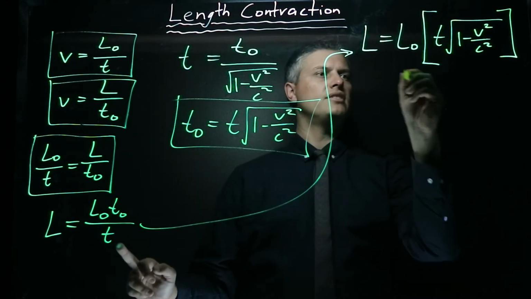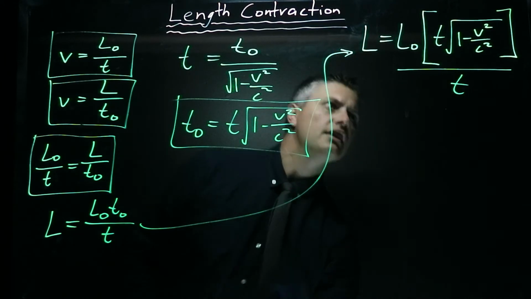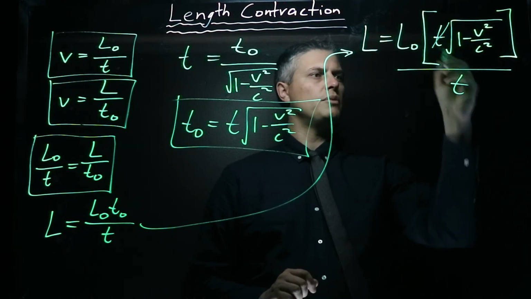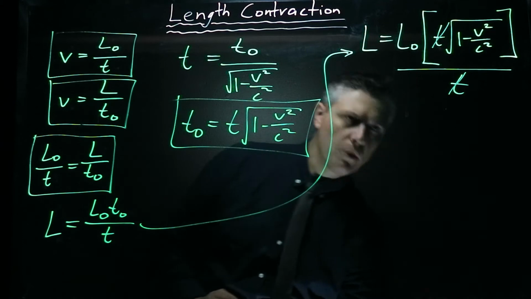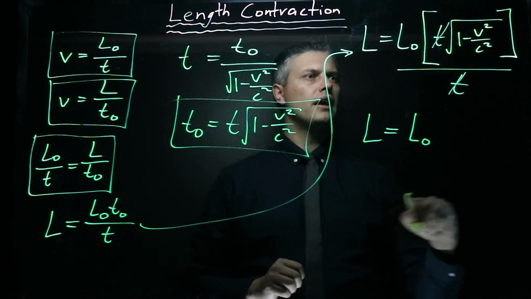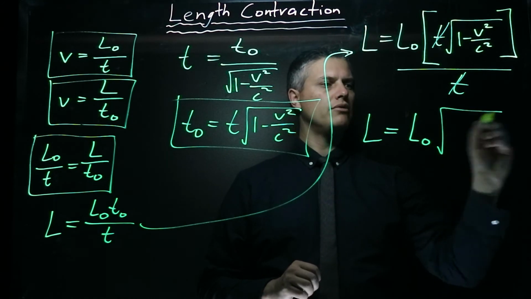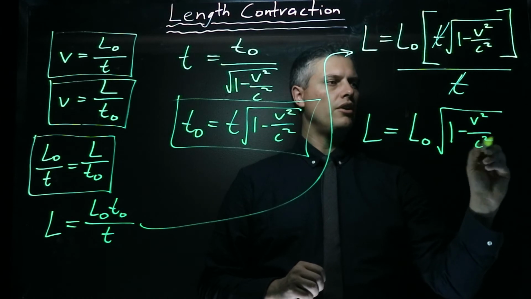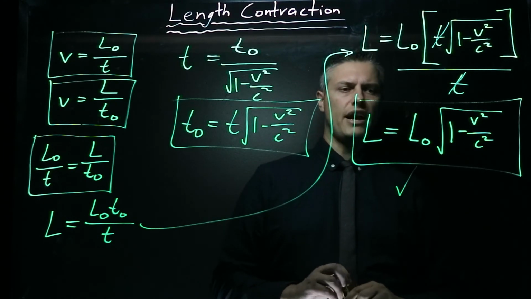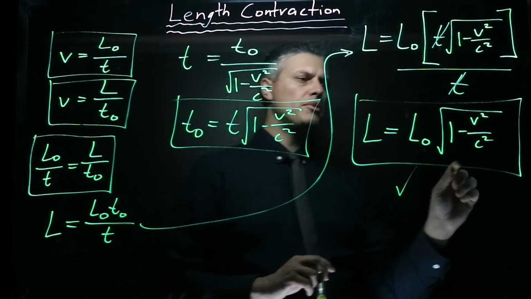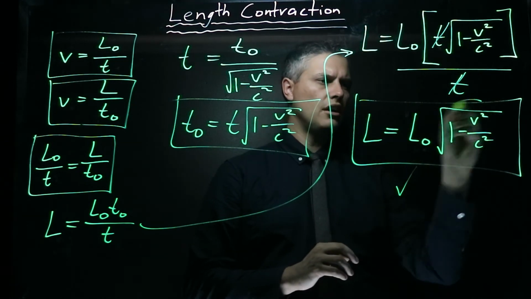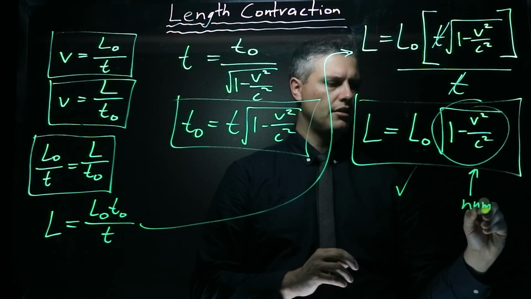And remember it's divided by t, and you can see here that this is on the outside, so we can get rid of t, and let's write what's remaining. L, which is the relativistic length, equals the proper length times the square root of 1 minus v squared on c squared. And this is our equation for length contraction. Our proper length is being multiplied by some number. Remember, this thing here is just a number.